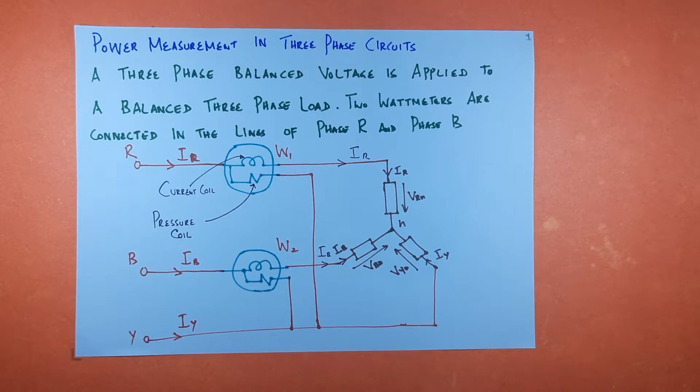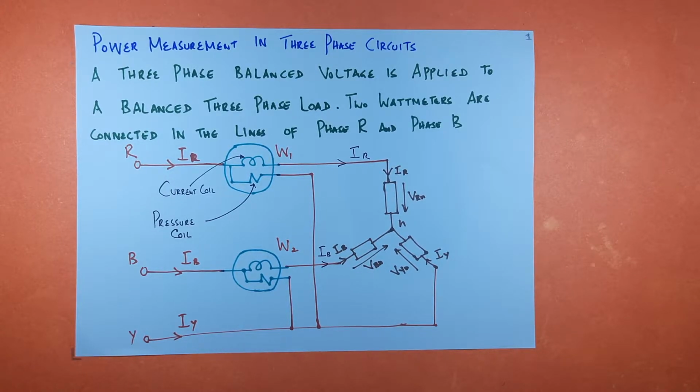What do you mean by balanced load? The three-phase impedances are equal. So the phase voltages are VRN, VYN, VBN. It is a star connected load, and the phase currents are going to be IR, IB, IY.